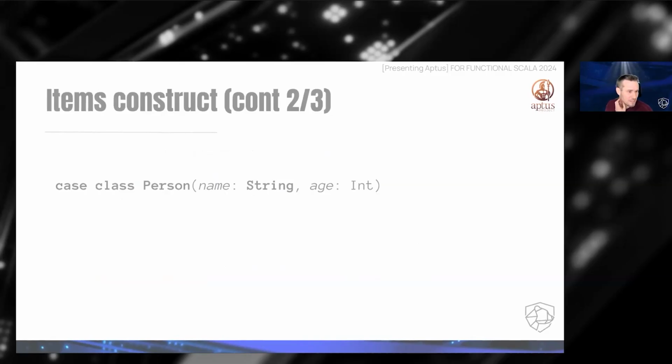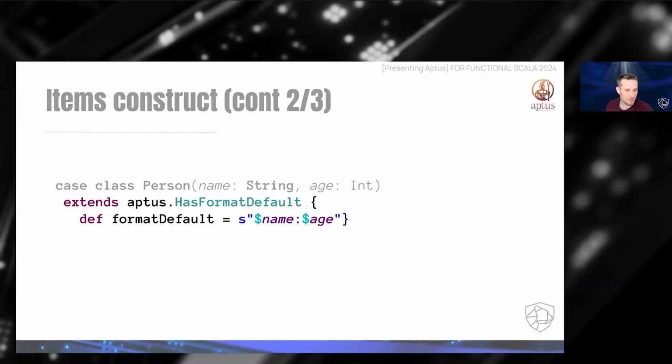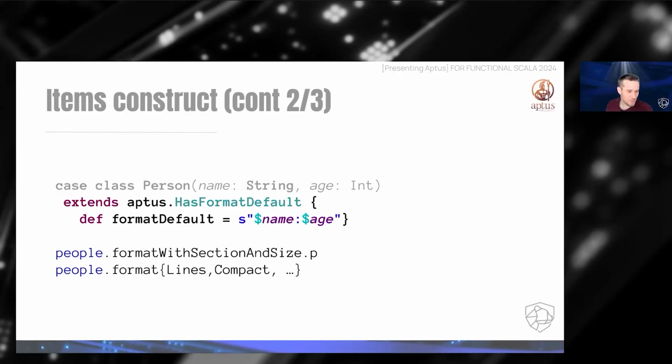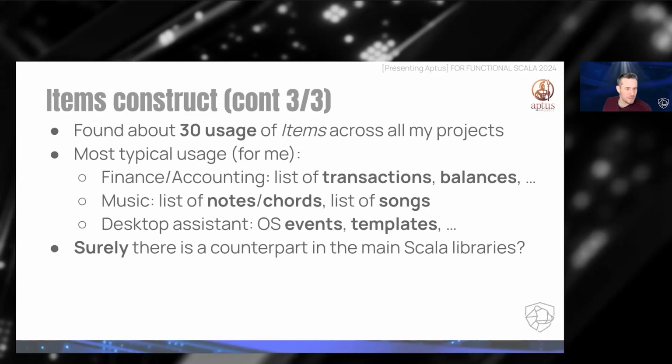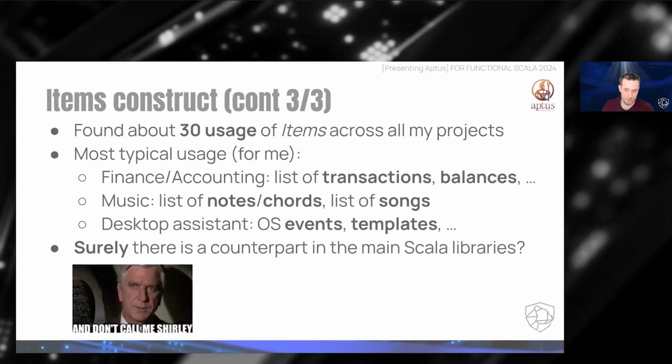So let's say now that we just want to add a little something to the Person case class, HasFormat default, and we just give it a basic string representation. Then we get a few more methods on the people Items. That is also quite convenient. So yeah, I looked around and I found about 30 usages of Items across all my projects. So I use them extensively in finance and accounting, like for transactions, in music, like I said, in my desktop assistant as events and templates and things like that. So surely there's got to be a counterpart somewhere in the Scala standard lib or in the Scala libraries, but I haven't found it.